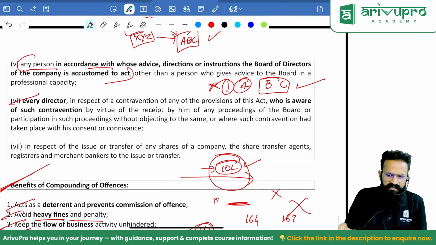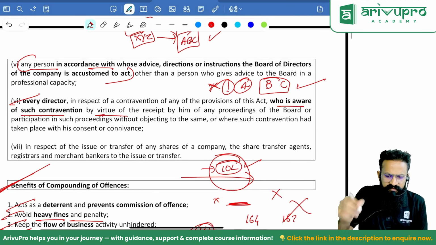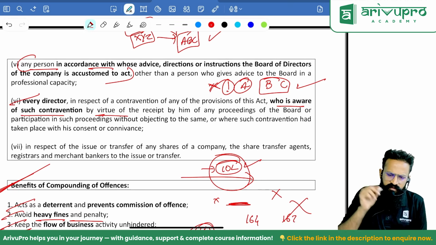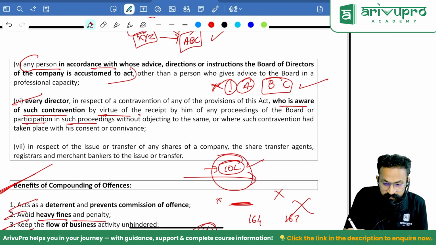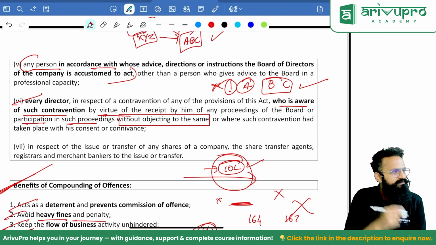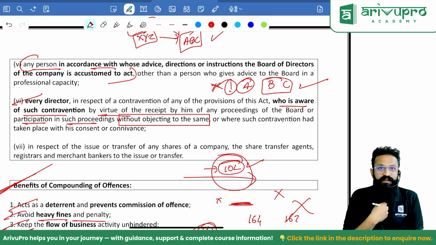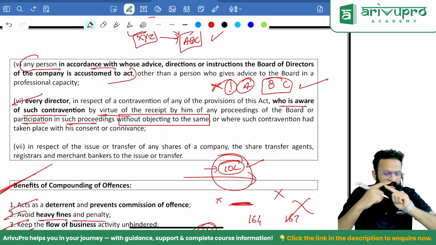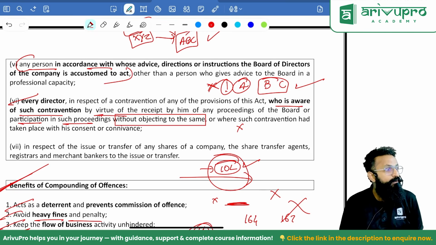Now see what they are telling you: who is aware of such contravention by virtue of the receipt by him of any proceedings of the board or participation in such proceedings. If I did not vote, I will be liable. If I voted no, I will not be liable. That is what is called the people. I tried stopping, I put in that effort.